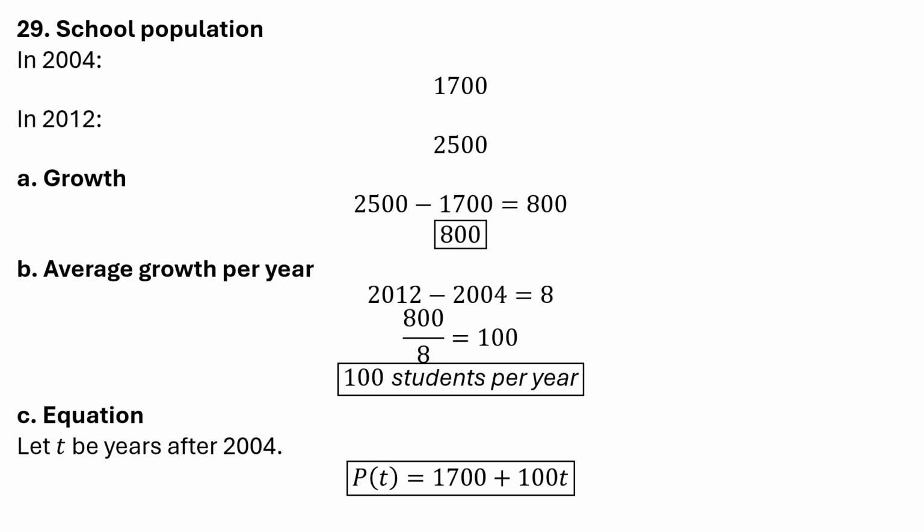The population increased from 1,700 to 2,500. The total increase was 800 students. This happened over 8 years, so the average growth rate was 100 students per year. If t represents the number of years after 2004, the model is P of t equals 1,700 plus 100t.